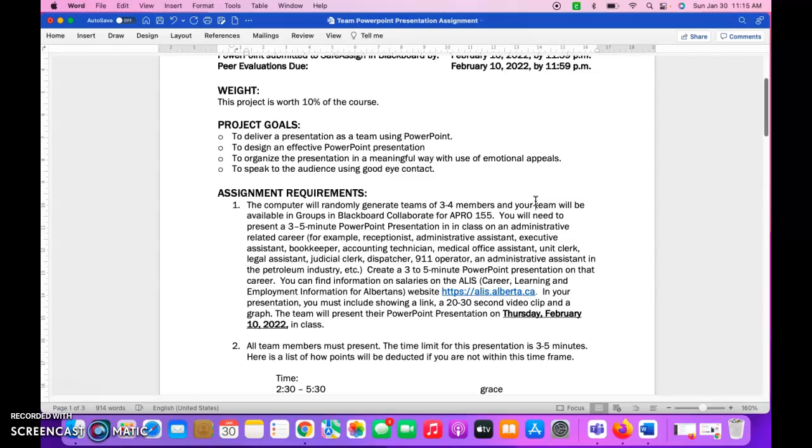You need to present a 3 to 5 minute PowerPoint presentation in class on an administrative related career. For example, a receptionist, admin assistant, executive assistant, bookkeeper, etc. There's a huge list of them here. So you're presenting on that industry and on that employment. You can find information on salaries on the ALICE website, which is listed here. It's a very helpful website where you can find information specific to a particular career.